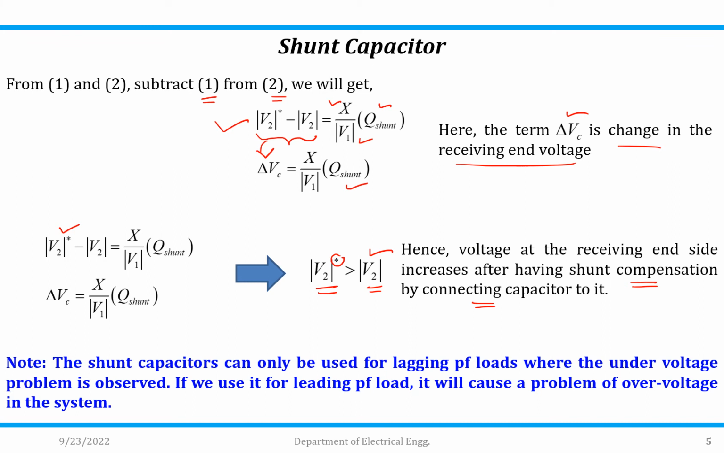Now please remember this important note. The shunt capacitors can only be used for lagging power factor loads where the under voltage problem is observed. Because by connecting this shunt capacitor, your receiving end voltage is going to increase. So wherever there is a problem of under voltage and we have a lagging power factor load, then we have to use a shunt capacitor. If we use it for a leading power factor, it will cause a problem of over voltage in the system.